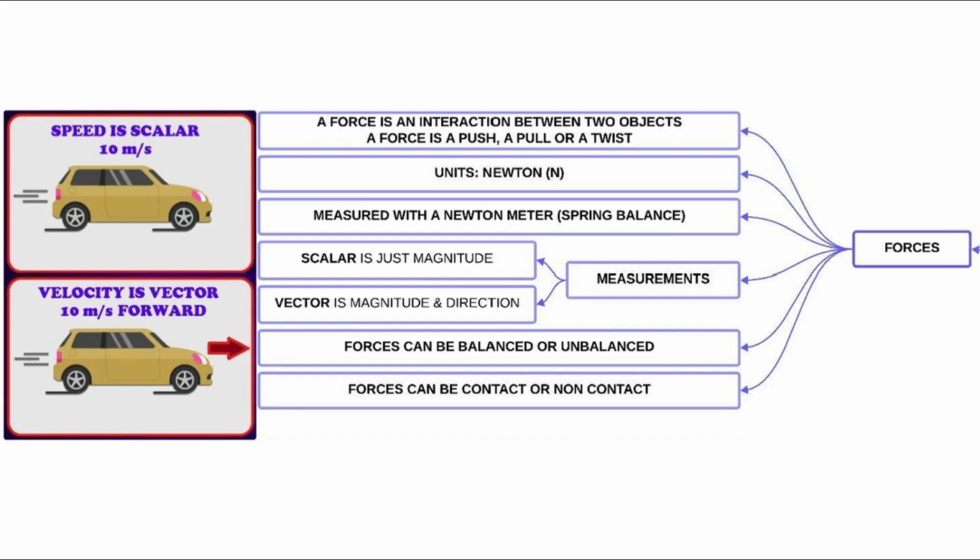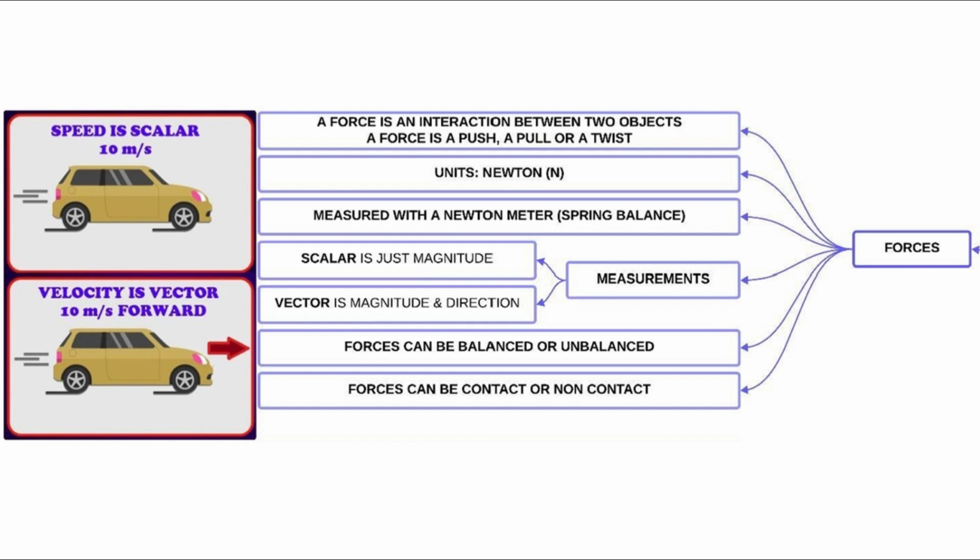A force is an interaction between two objects. A force can be a push, a pull, or a twist. The units are in Newtons with the symbol N, and they're measured with a Newton meter, otherwise known as a spring balance. There are two types of measurements for forces: scalar, which is just magnitude or the size of the force, and vector, which is magnitude and direction.